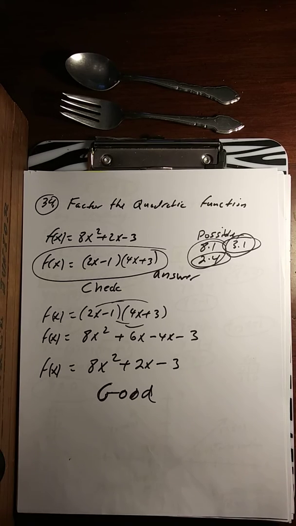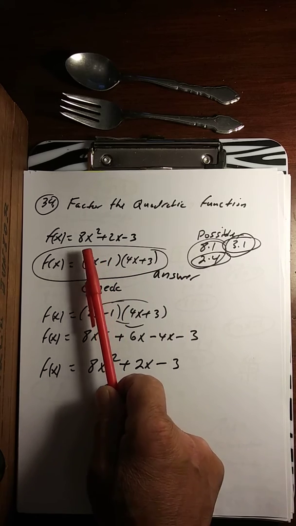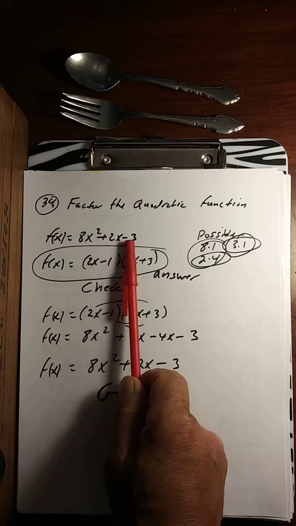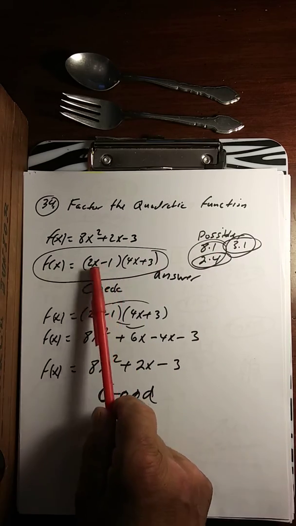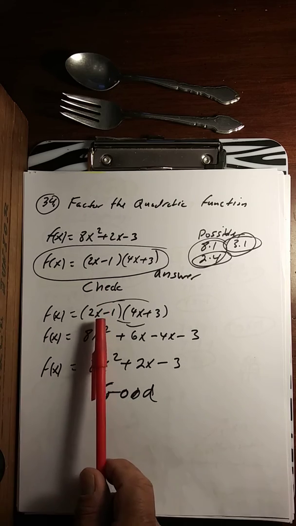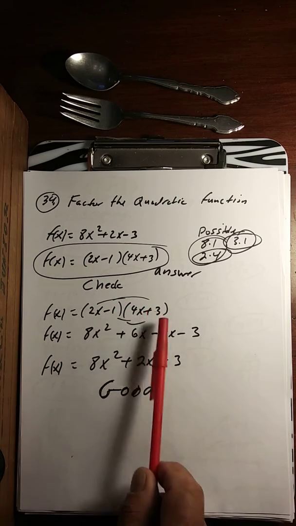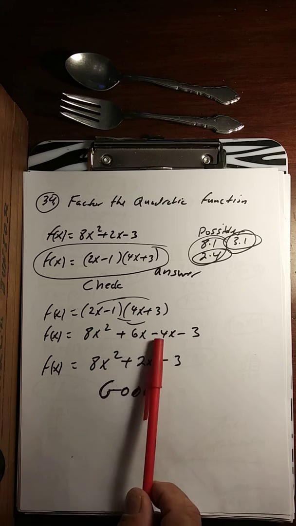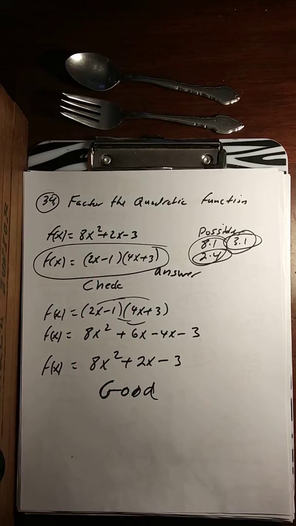Find the quadratic function. So we have 8x squared plus 2x minus 8, possible numbers. So I'm going to guess this. Does that work? I don't know. Let's find out. That turns out to be 8x squared. That turns out to be 6x. That turns out to be negative 4x. That turns out to be negative 3. 8x squared plus 2x minus 3. Does that match? Yes. So this is the answer.